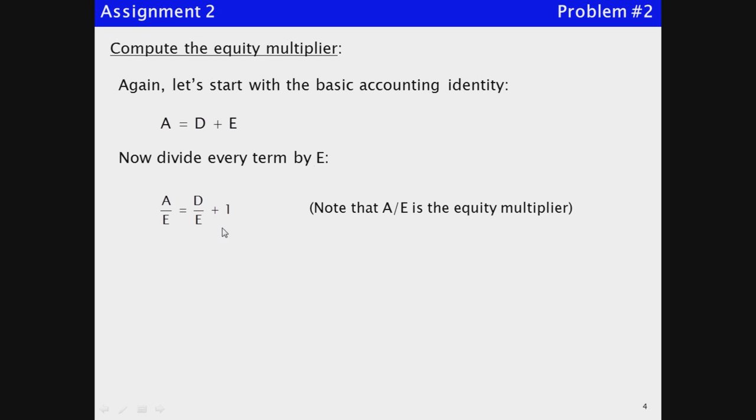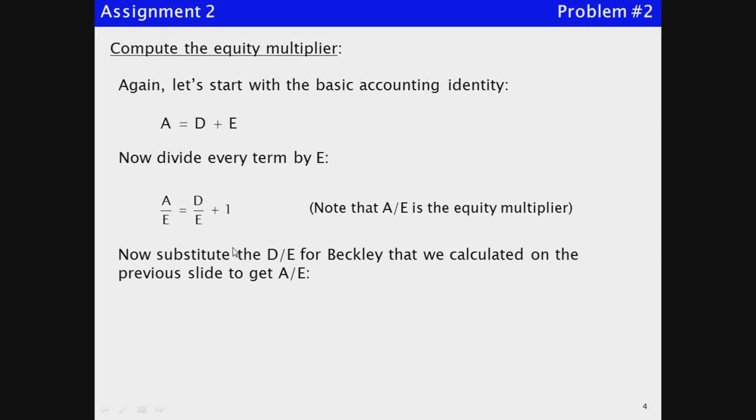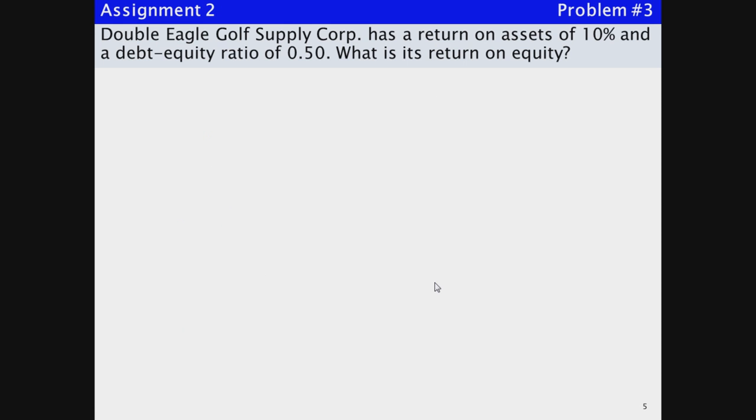So we have a very simple relationship: the equity multiplier is the debt-equity ratio plus 1. Since we just computed the debt-equity ratio for Beckley as 1.5, simply add 1, and we find that the equity multiplier is 2.5. It's worth remembering that expression, that A over E is D over E plus 1. The equity multiplier is not one of the more common ratios talked about, but it's useful when we do a DuPont analysis later. It'll come up several times during these slides as we entertain problems that have the DuPont relationship.